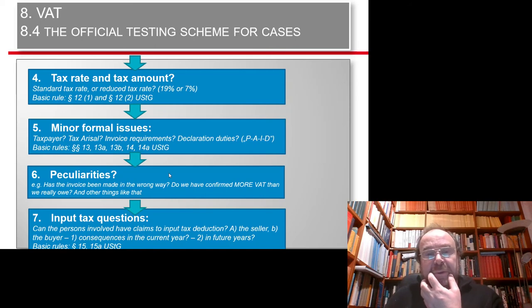Are there any input tax claims or consequences for input tax which result from the events you have analyzed up to now? Input tax claims for the seller, for the buyer, consequences now, consequences later. Are there any things in the case which comment on this?